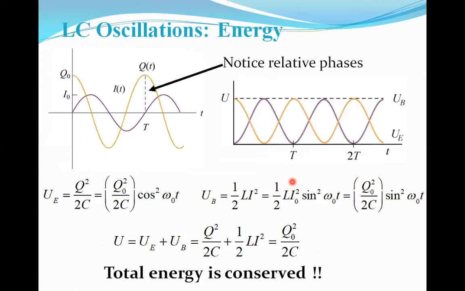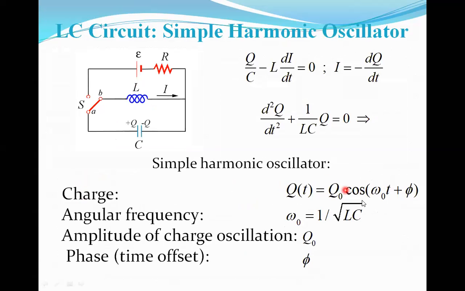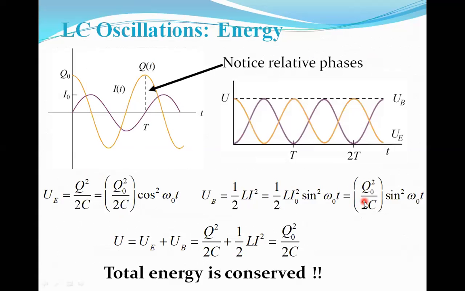So here you can see the energy in terms of oscillations: you can find the electric field energy and the magnetic field energy. The electric field energy is equal to half q square by C, and for q you use the last equation, q naught cos(omega t plus phi). If you substitute this, the electric field energy will be equal to q naught square by 2C into cos square(omega t).